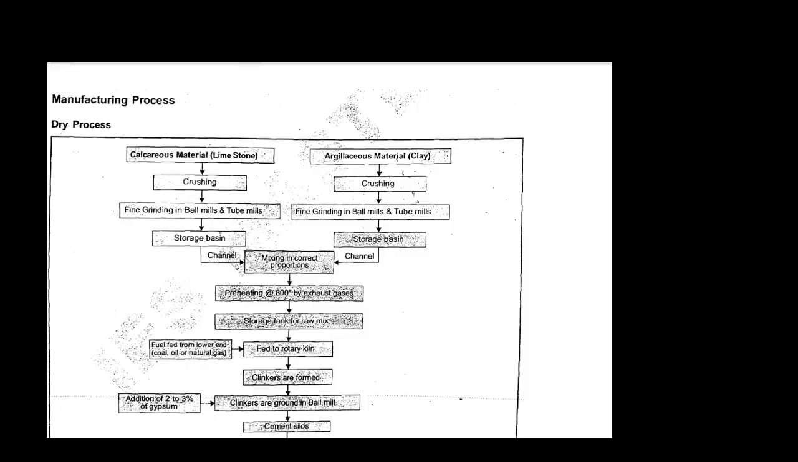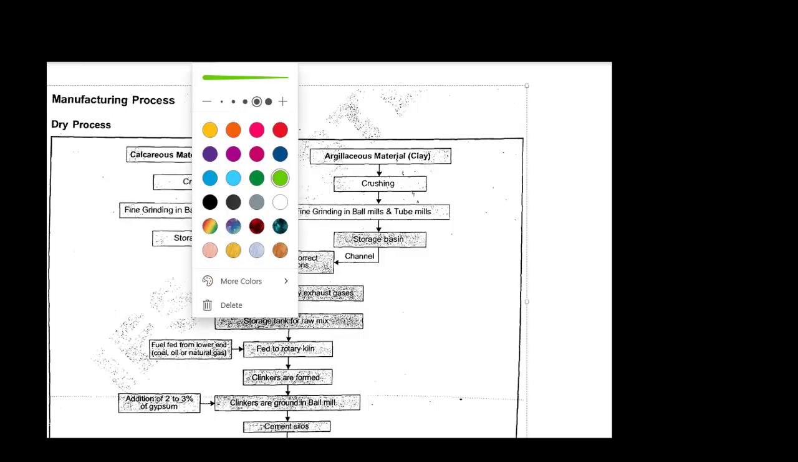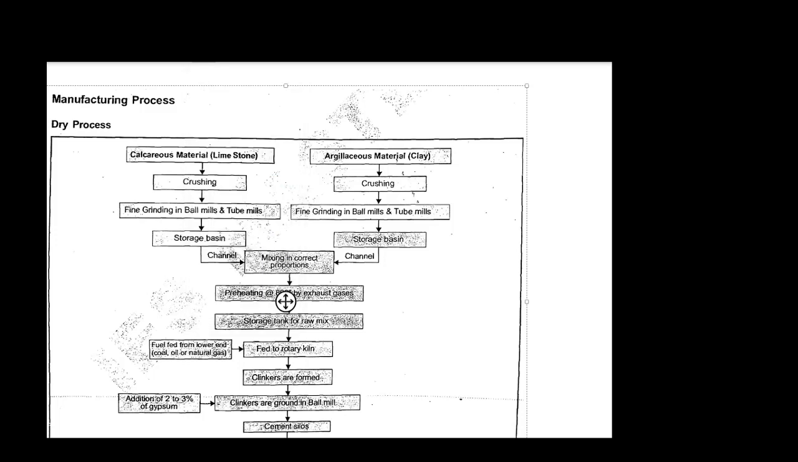In today's lecture we will study the different methods used in the manufacturing of cement. So let's start. As you know, cement is manufactured artificially in the factory. There are two methods adopted for the manufacturing: first is the dry process and another is the wet process. There is only a slight difference between these two processes. As you can see here, there is a flow chart which will make it easy to understand.